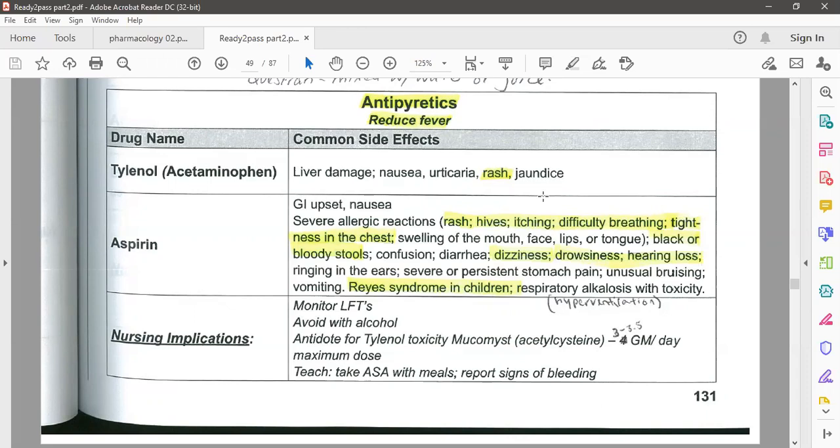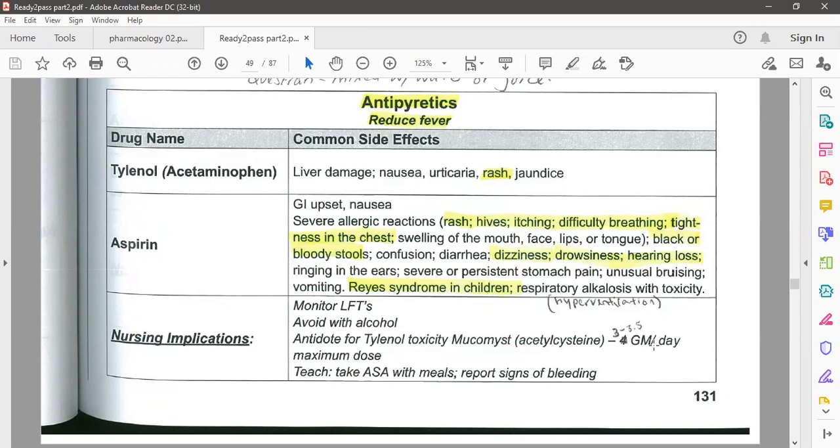And many over-the-counter medications contain acetaminophen, and acetylcysteine is the antidote for overdose. Yes, it is here. The antidote for acetaminophen is called acetylcysteine. So I told you, do not exceed 4 grams per day, right? So let me recap it.